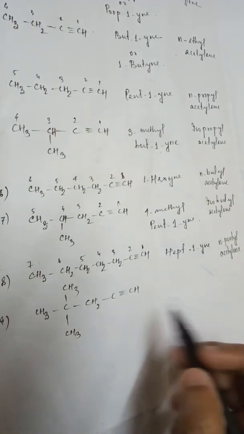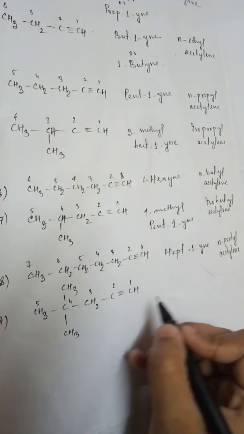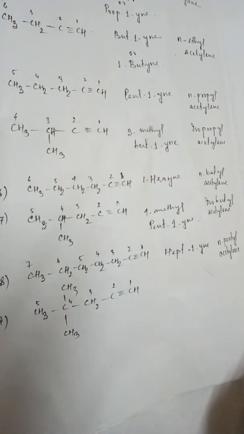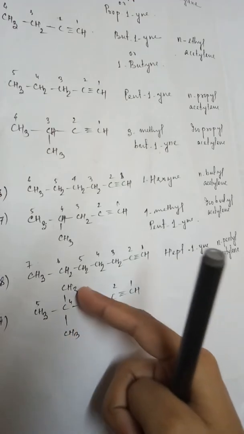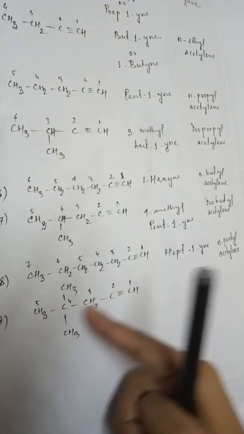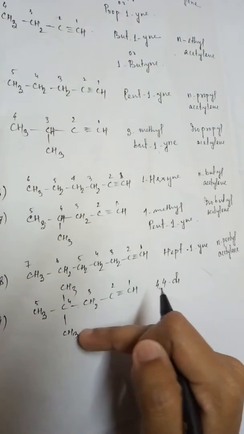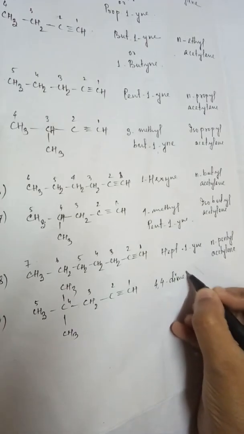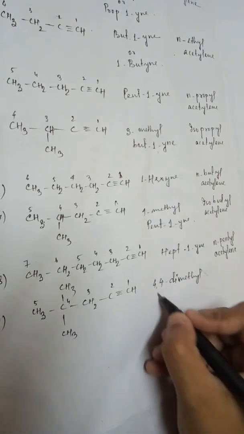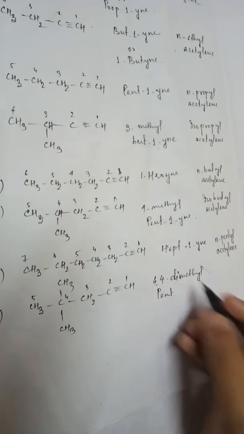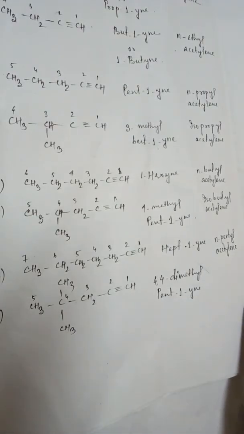Now, what is the name of this compound? Right, 1, 2, 3, 4, 5. On the main chain 5 carbon atoms are present, so pent. Now two branches are present here, and both branches are attached to the fourth carbon atom of the main chain, so we can write 4,4. 2 methyl groups, so dimethyl. On the main chain 5 carbon atoms, so pent-1-yne.